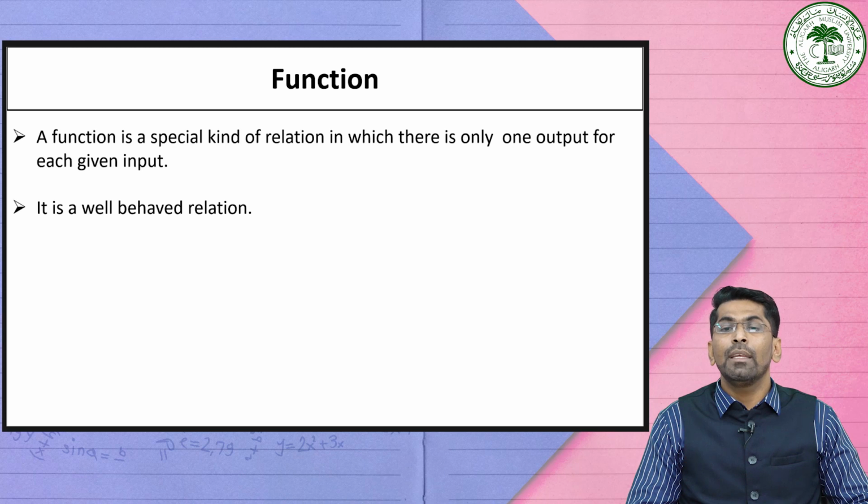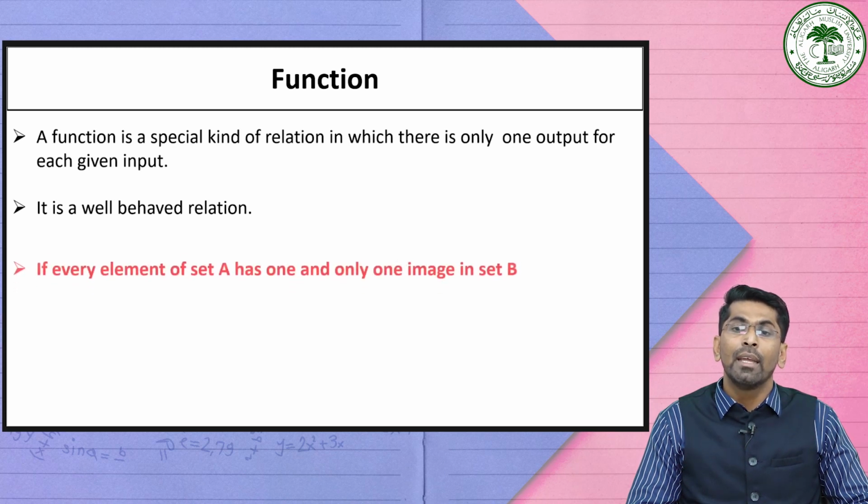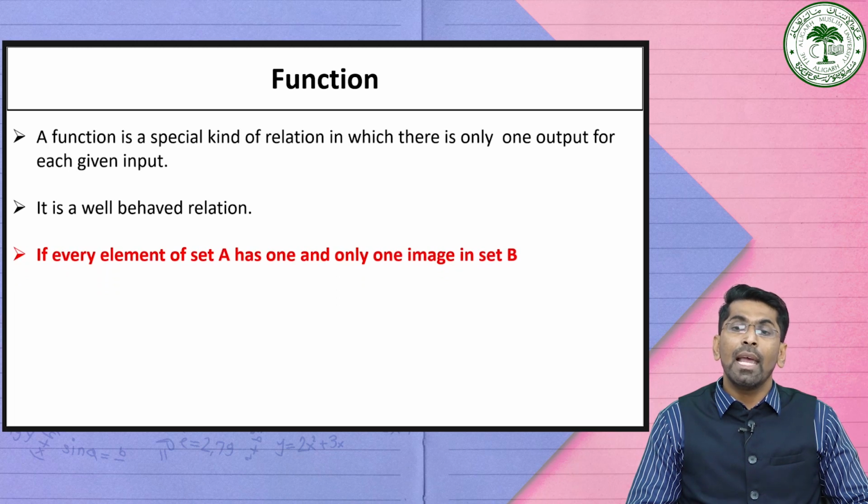A relation from a set A to set B is said to be a function if every element of set A has one and only one image in set B. Then only it will become a function. That means a function is a relation between a set of inputs, called the domain, and a set of possible outputs, called the codomain, such that each input is related to exactly one output.